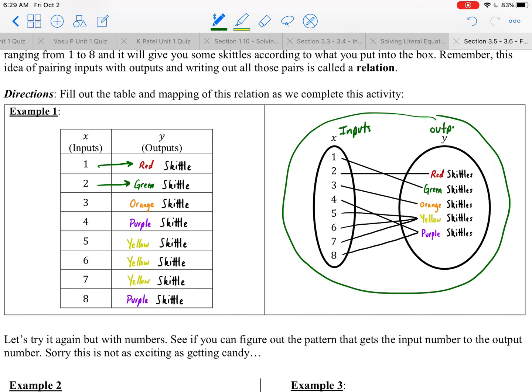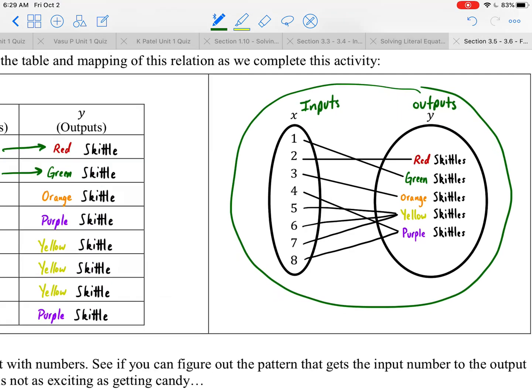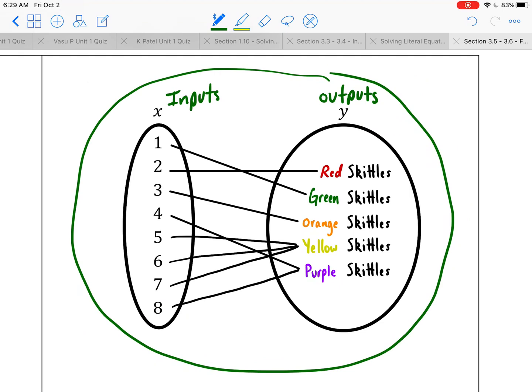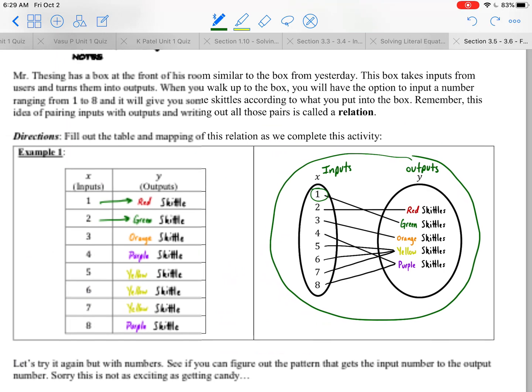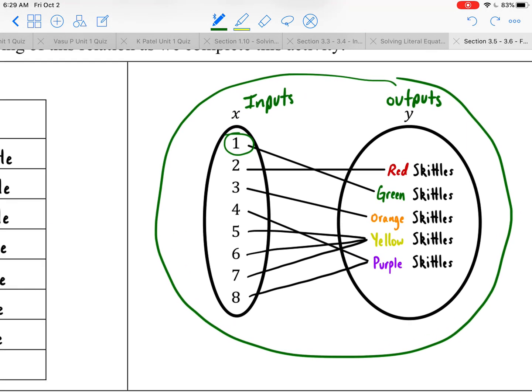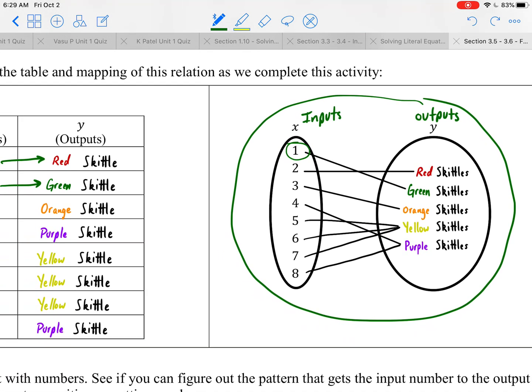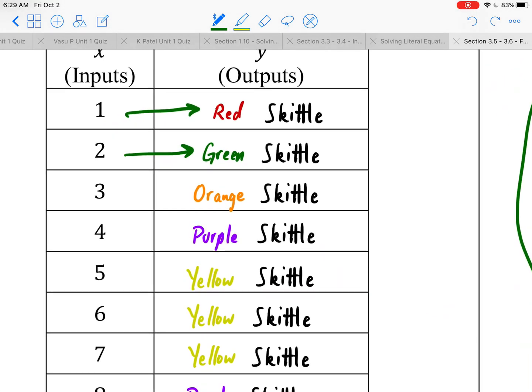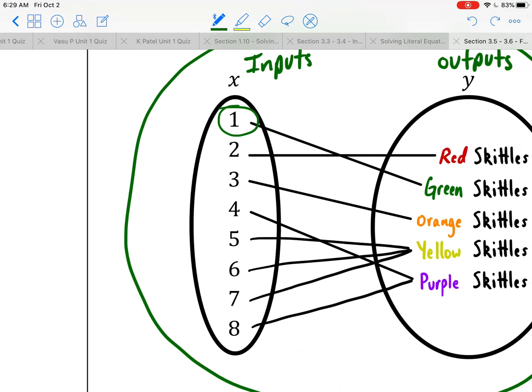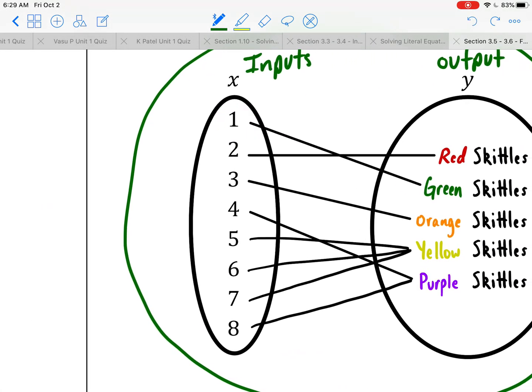So this relation here happens to be a function, as well as a relation. It's a function because every input has a very predictable output. You never guess what output you're going to get. Like if I put in 1, I know I'm getting a green Skittle. That's weird. According to the table, I get a red Skittle, but according to the mapping, I get a green Skittle. Anyway, those are supposed to match.